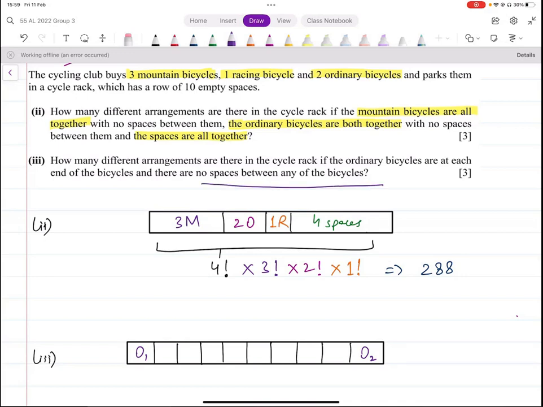So isme to, since you have only 6 bicycles, you can't place them here such that they don't have any spaces. So दोनों ends पे इस तरह से नहीं आ सकते, right? Spaces between any of the bicycles नहीं होनी चाहिए. इसका मतलब है all 6 of them should be in a single box, right? All 6 of them should be in a single box. लेकिन उस single box के अंदर भी आपके पास फिर conditions होंगी.